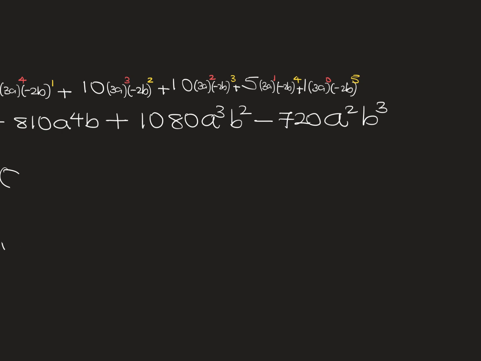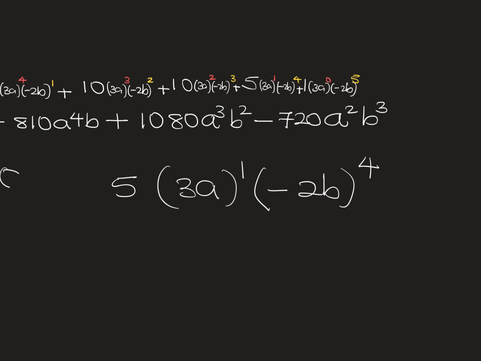So moving on to this expression here, which is 5 into 3a to the power 1 into minus 2b to the power 4, that is the same as 5 into anything to the power 1 is just that. So we're going to have 3a. Okay? Then moving on here, minus 2 to the power 4 is 16. Then b to the power 4 is just b to the power 4.